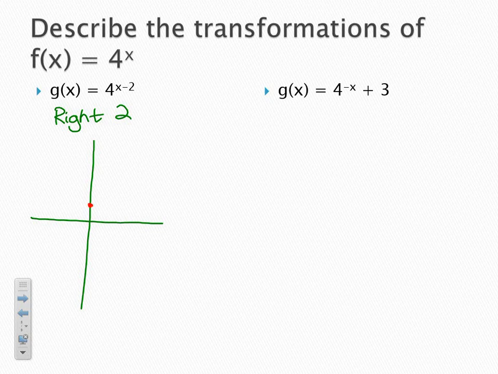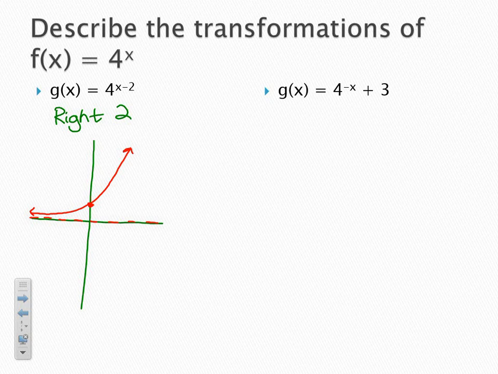That intercept never changes unless I shift it. We're just graphing the parent function here. So we intersect at 0, 1. Where would our horizontal asymptote be? X-axis, right? So this would be the graph of my parent function. I'm just going to draw it as an exponential growth. Okay?